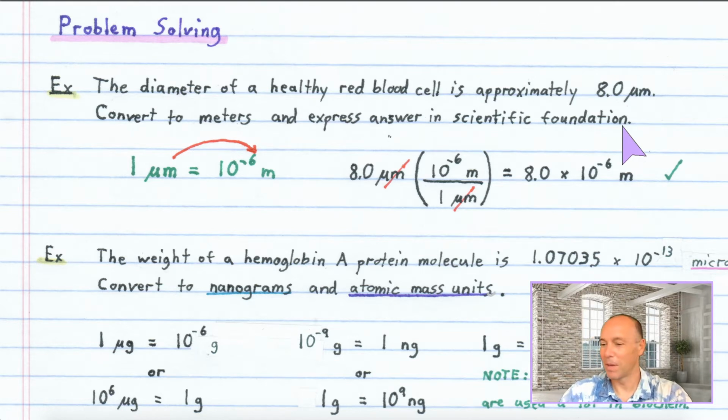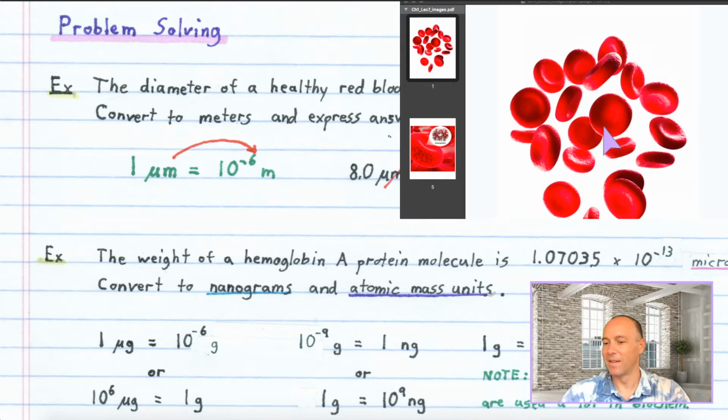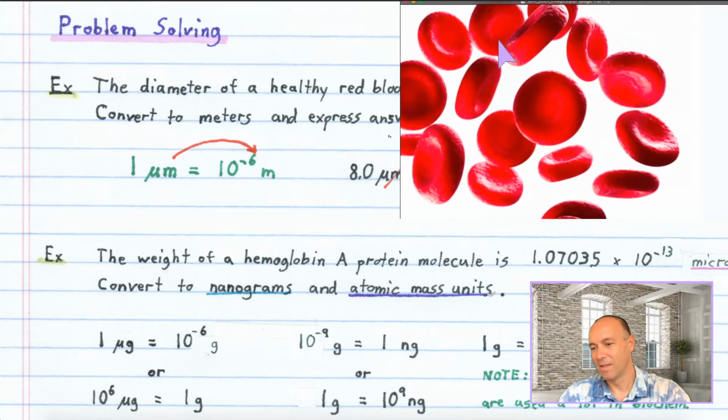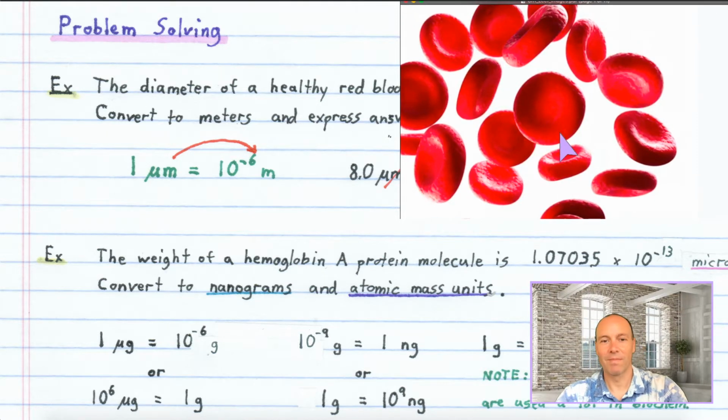So I'll show you a picture of a healthy red blood cell. There you go. So there's some red blood cells right there. They look like little donuts almost. Kind of cool looking. So the diameter is basically from this distance to that, going all the way across. That's about 8 micrometers. Too small to see. We would need a microscope to see it.